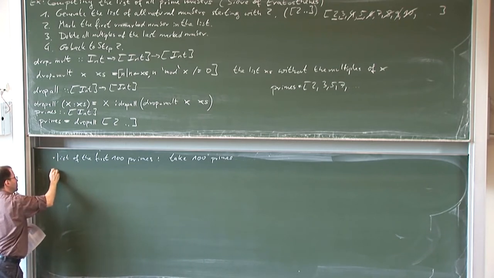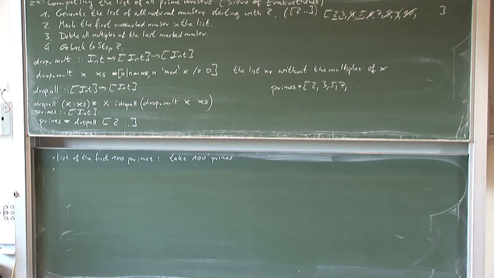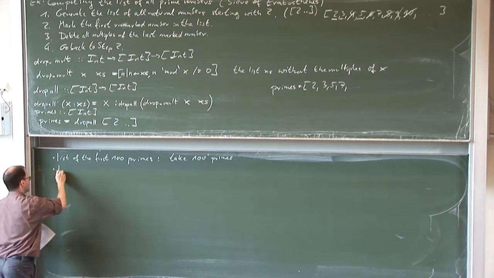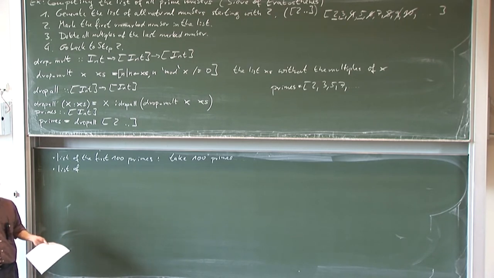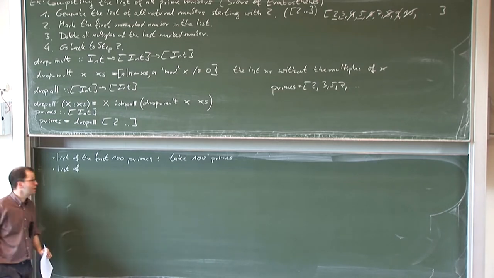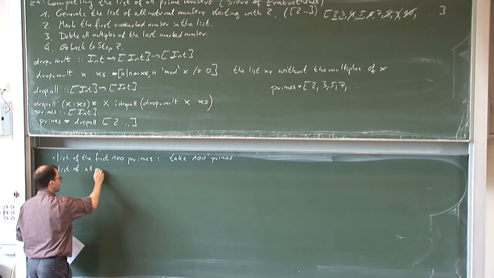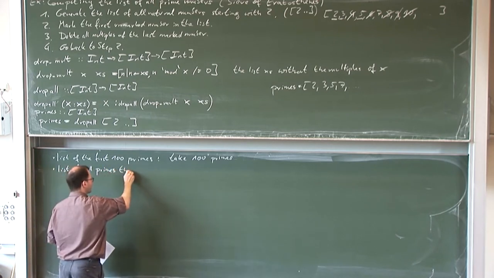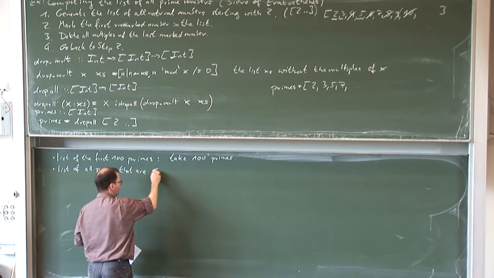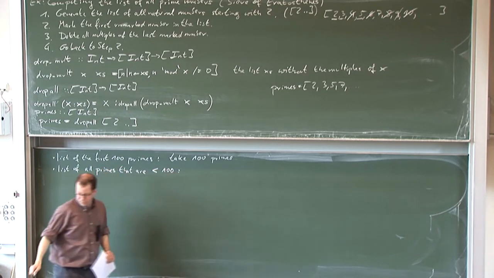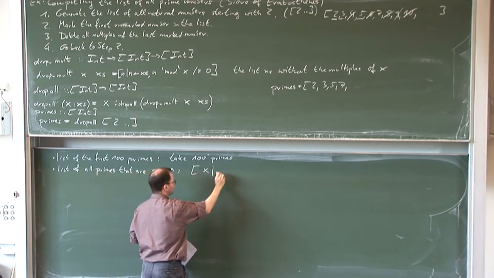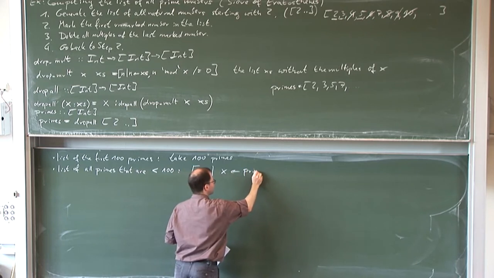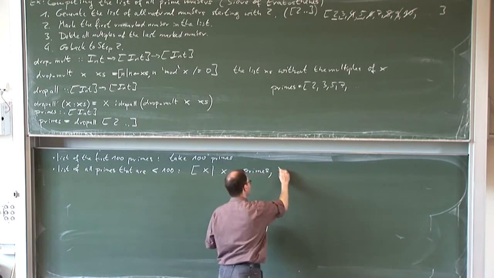Now, how would you compute, say, the list of all prime numbers which are smaller than 100? This is also a finite list. I mean, there are only finitely many natural numbers which are smaller than 100. So the list of prime numbers which are smaller than 100 is clearly finite. So the list of all primes that are smaller than 100. Now, it might be tempting to write this like this. The list of all x comes from the infinite list primes, but x is less than 100.